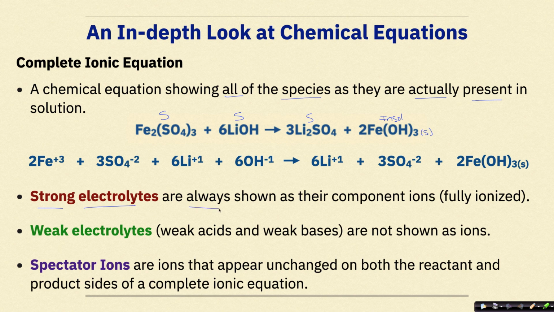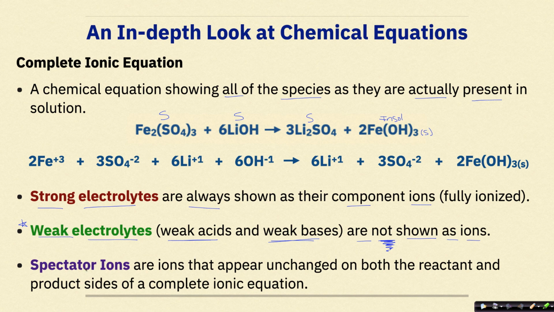So what we're seeing here is that strong electrolytes, those ionic compounds that are soluble, strong acids, strong bases, are always shown as their component ions. In other words, they are going to be shown as ions. Weak electrolytes, such as weak acids and weak bases, are not shown as ions. Instead, they are going to remain in their molecular form. So we're going to come back to this a bunch of times. But note to self, weak electrolytes, weak acids, weak bases, which you have to know, are not going to be ionized.